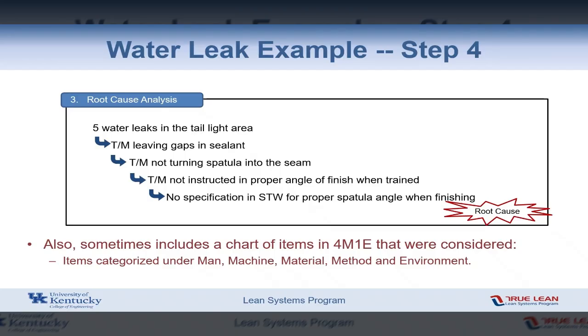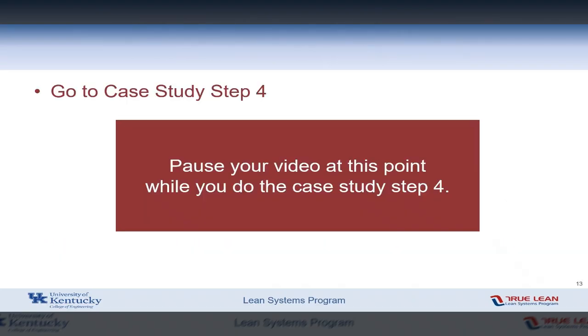The most critical part is that we want to show the chain of cause and effect that seems to best explain the situation that we have based on our analysis, our data, and our go and see. This is shown here. You are now ready to do the case study, step 4. Please pause the video and resume it after you have done case study, step 4.